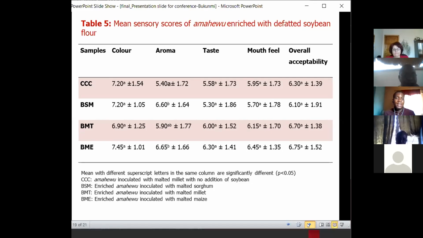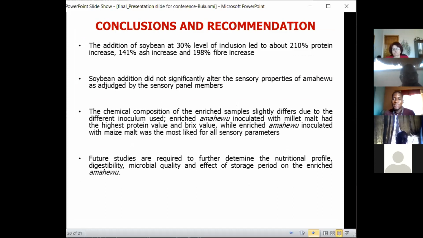Conclusion: we can see that the addition of soybean at 30% level of inclusion led to about 210% protein increase, 141% ash increase, and 198% fiber increase. Soybean addition did not significantly affect the judgment of the panel members, which means whether you add soybean or you do not add soybean, it doesn't change how the consumer feels about the product. So soybean can be added to the product without any dislike by the consumer.